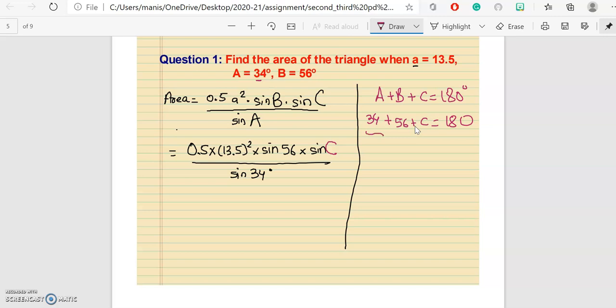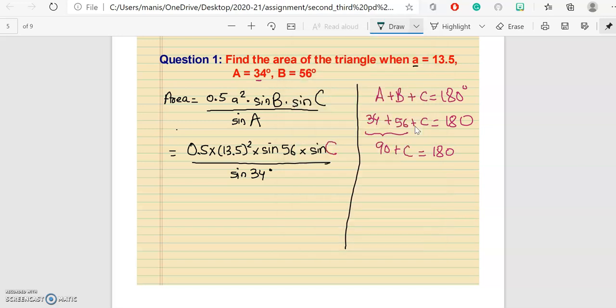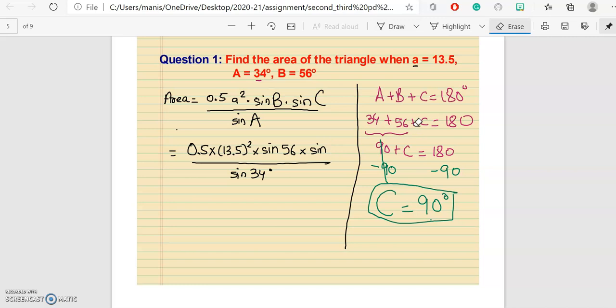So I will add these two over here. 56 plus 4 is 60, 90. 90 plus c is equal to 180 degrees. Now what else I can do over here is I can subtract. Using my equations property, I will subtract 90 from both the sides, and my value of uppercase C is what? 90 degrees. So this is how I found my third angle. So I will come back over here and I will erase this one, and I will change this by sine of 90 degrees.